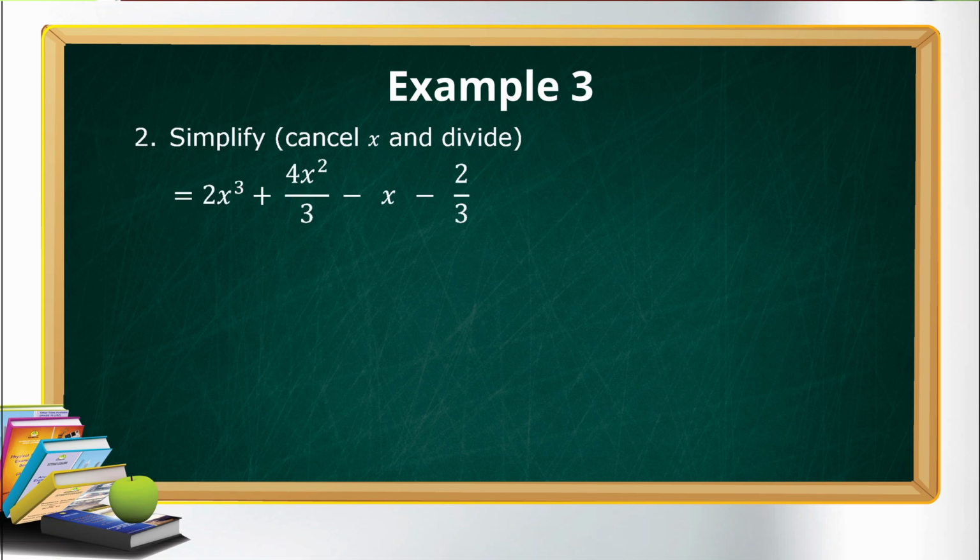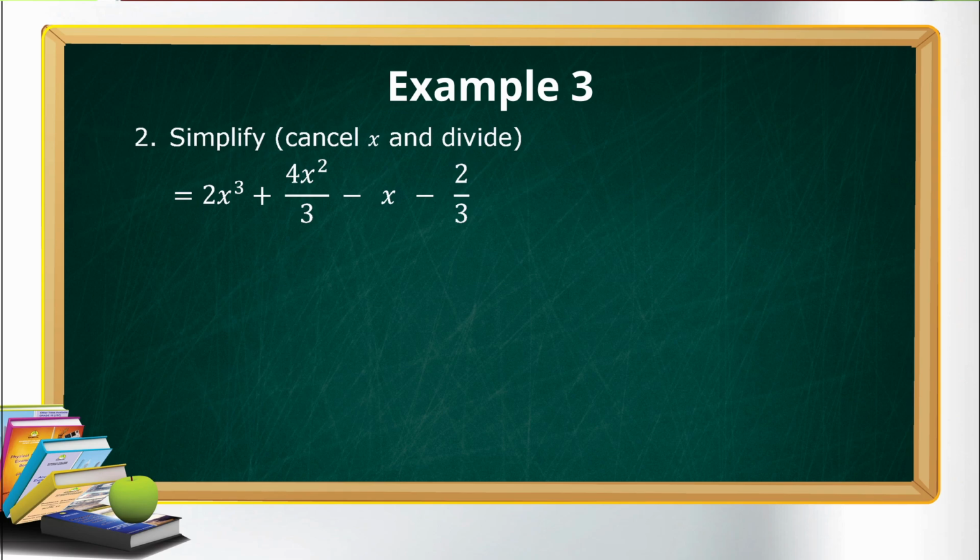Can you see me doing it? 3 goes into 6 twice, with the 2x cubed, 4x squared remains over 3. The third term is x, and then there is a negative 2 over 3.